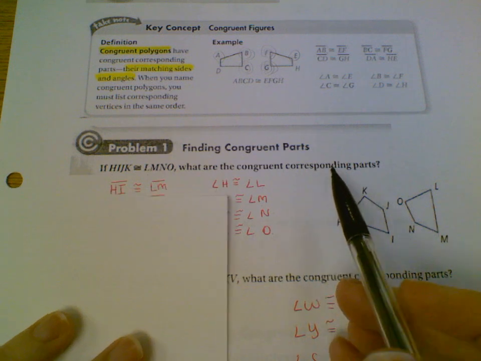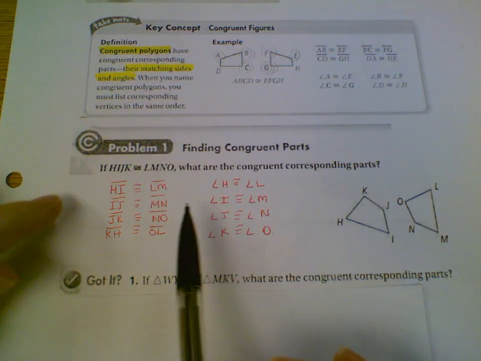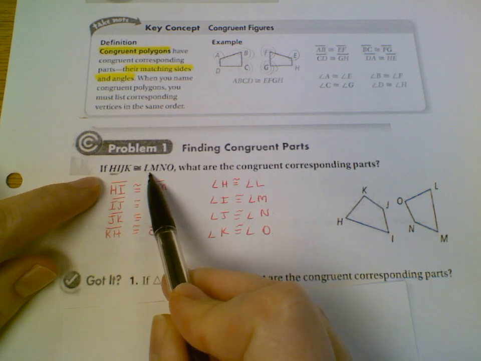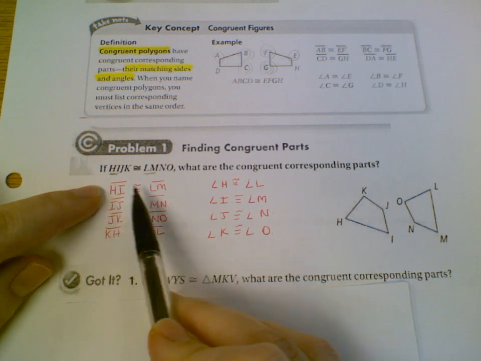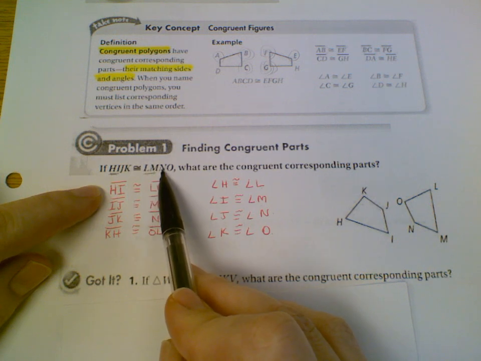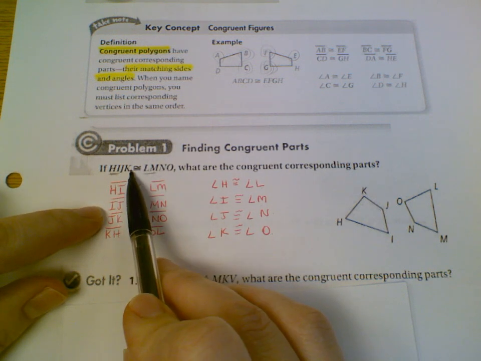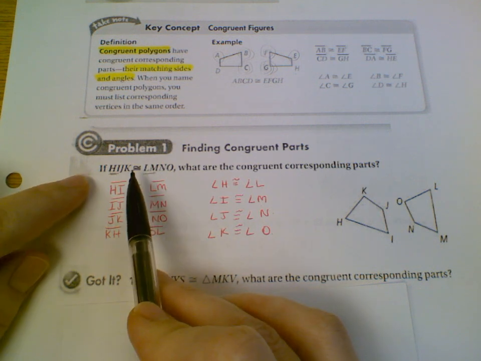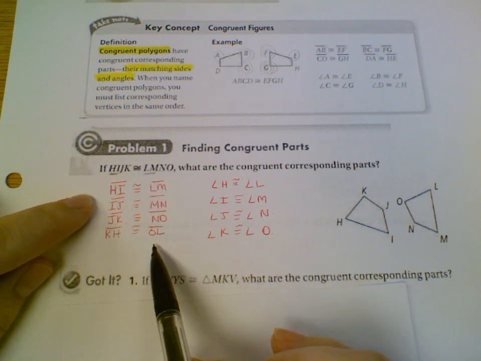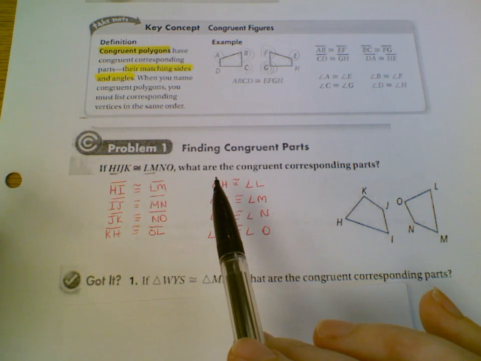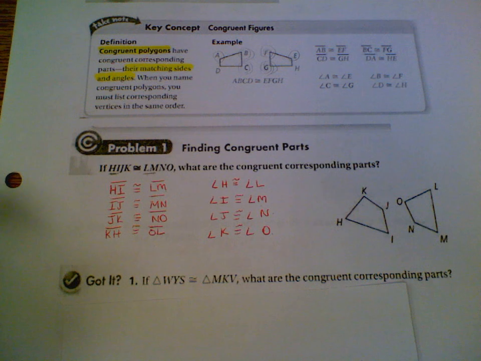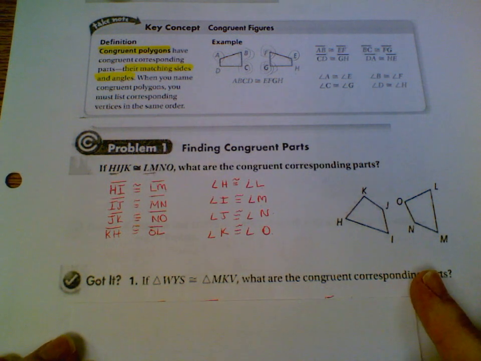For corresponding parts, I always have to match the angles and the sides. So then I would take the first two letters, which is HI, and match it up with the first two letters over here. So HI corresponds to LM. IJ, the second and the third, will match up with MN, which is the second and the third. JK matches up with NO, and then I'm going to wrap around. So I'm going to do KH, so the last and the first matches this set over here, which would be O and L. So corresponding parts, it is very important how you write them out because the corresponding angle has to match on every single piece. Alright, go ahead and take a look at the got it question and try that.